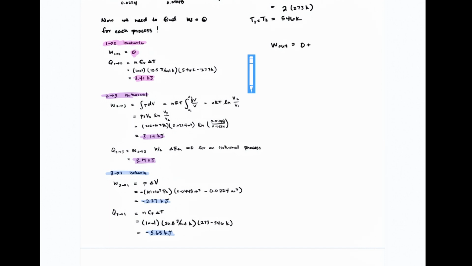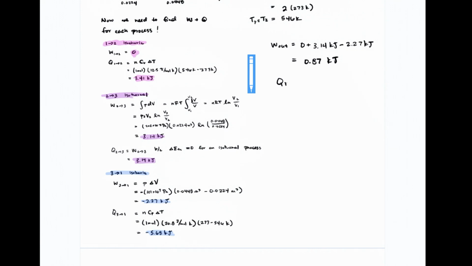So we have to add up all of our works. Obviously for the isochoric it's 0, but then we have 3.14 minus 2.27 kilojoules. That's going to give us a work done by the system, a net work of 0.87 kilojoules.